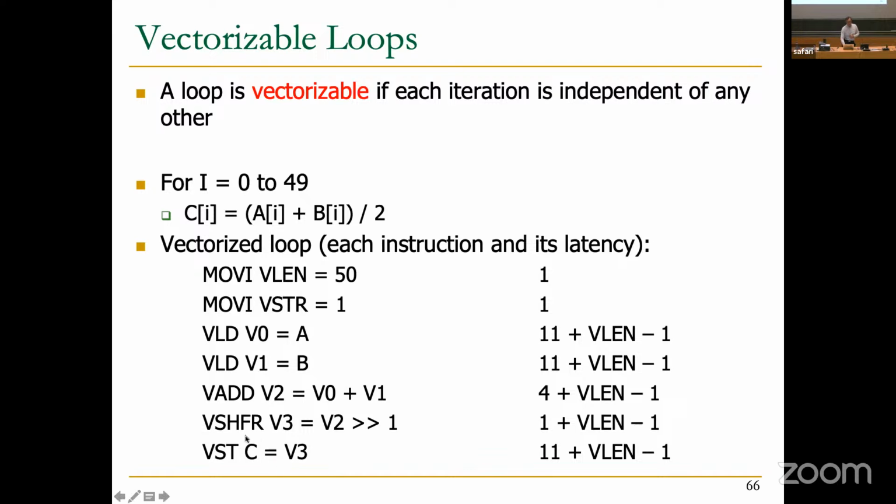And then the last one is a vector store, which takes the result of the shift in vector register 3 and places it in the memory, starting from the address of C, okay? Which is very similar in terms of latency to the vector loads, as you can see, because it takes 11 cycles to write the first element, and then 49 more cycles to write the consecutive elements. Okay? This sounds good now.